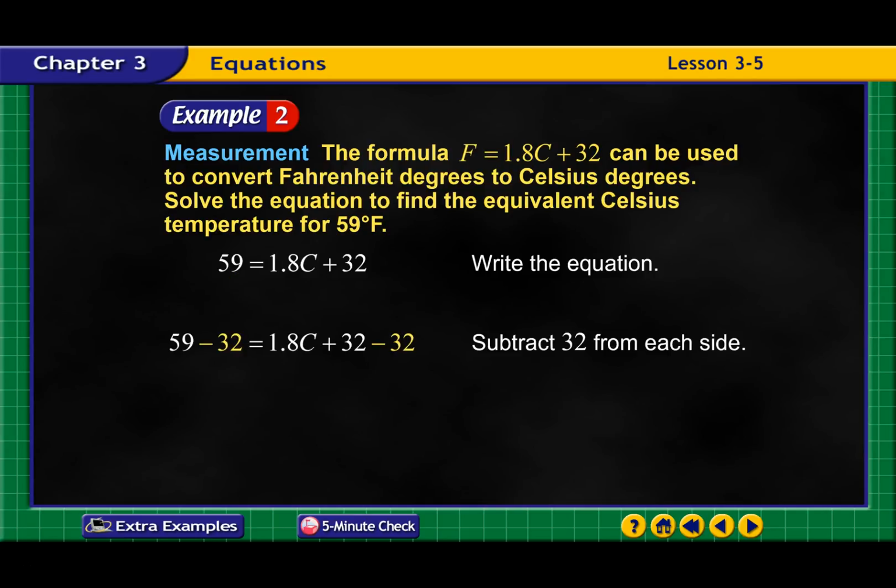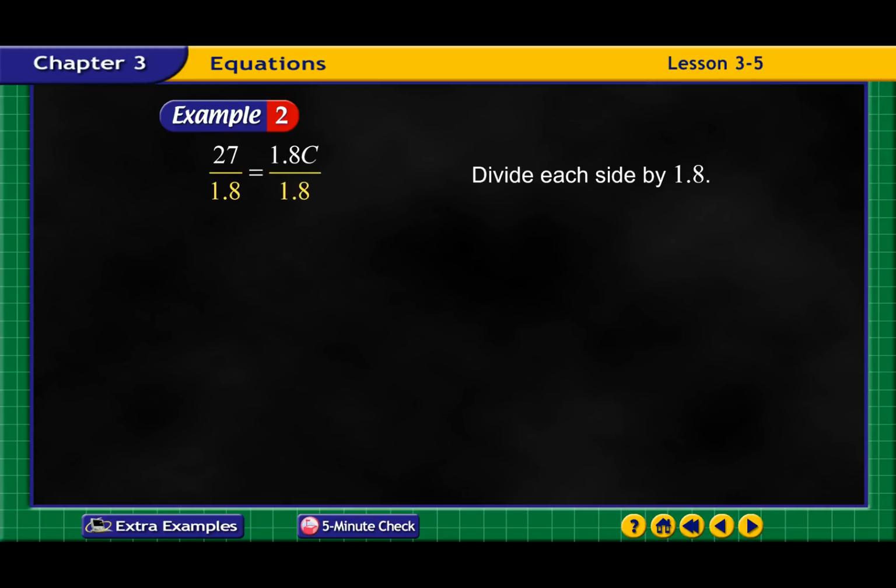So I'm going to subtract 32. Simplify that. Then I'm going to divide both sides by 1.8. Gives me 15 equals C. And so 15 degrees Celsius would be my answer.